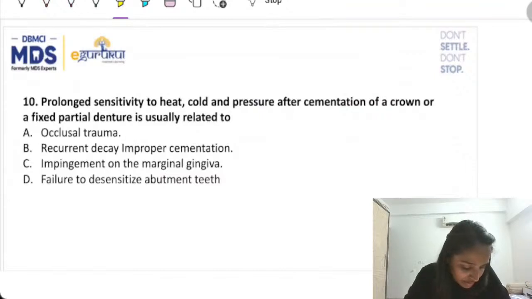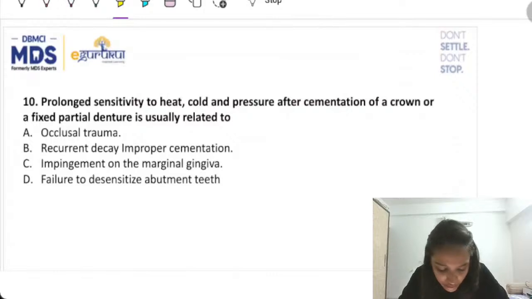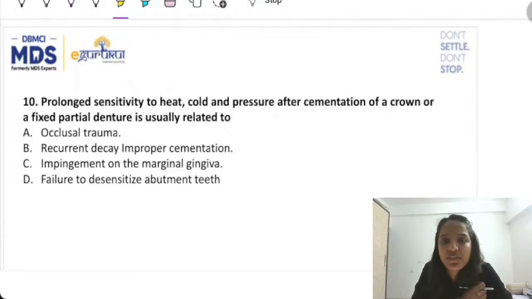Now, prolonged sensitivity to heat, cold, and pressure after cementation of a crown or FPD is usually related to what? Now I'll tell you something. You open up your textbooks, you open up literature. The exact line as such is not available, but through years we have come to know that occlusion is the correct answer, which is something that has been taught to us also during PG. That if there is prolonged sensitivity to heat, cold, and pressure after the cementation of a crown, even say after a month or so, then definitely the problem is occlusion.